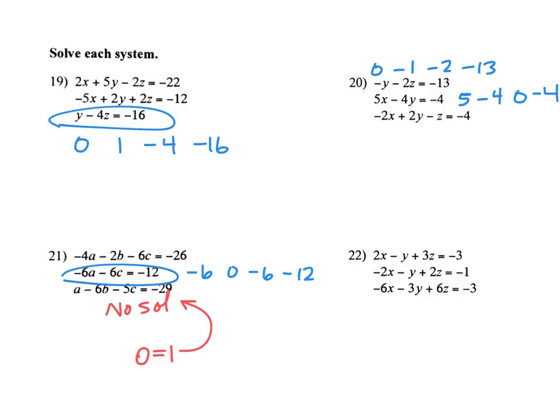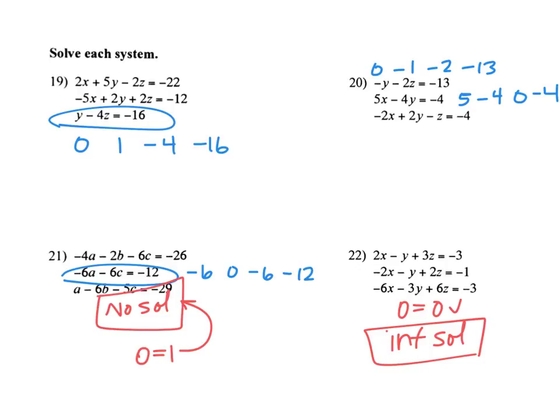And then on question 22, again, we've got that weird situation where we're not having the ones that run diagonally. My last row says 0 equals 0, which is what's giving us the infinite solutions, because 0 does equal 0. That's a true thing. All right, so that's how we're getting those two special cases.